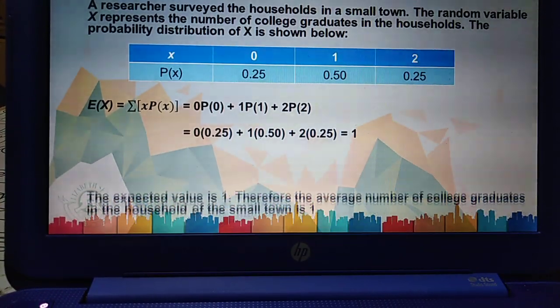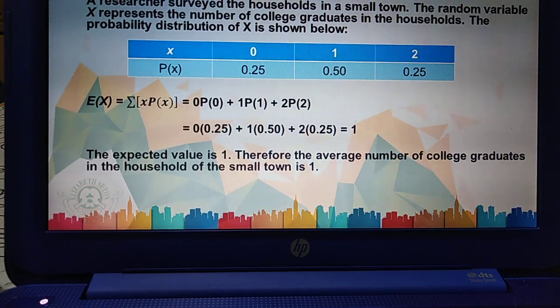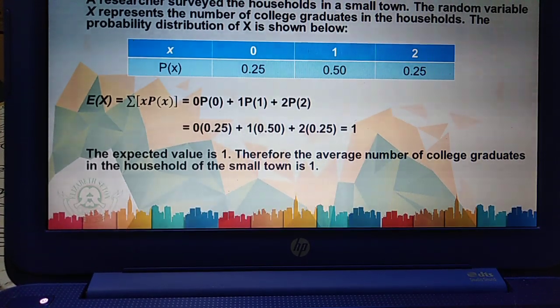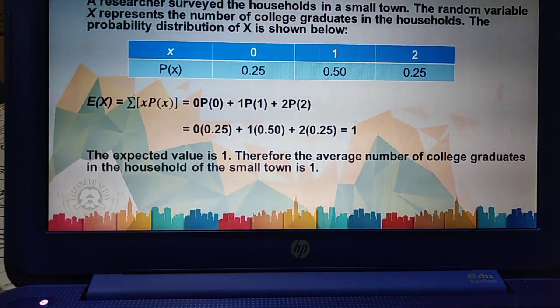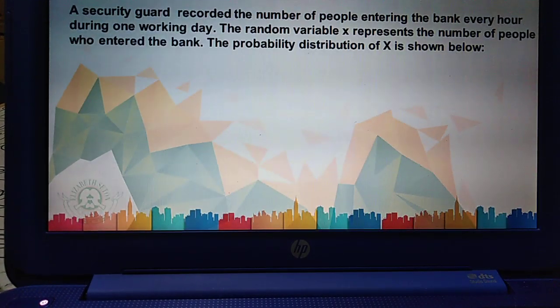Therefore, the expected value is 1. And the conclusion that we can make is the average number of college graduates in the household of the small town is 1. Let's look at another example.